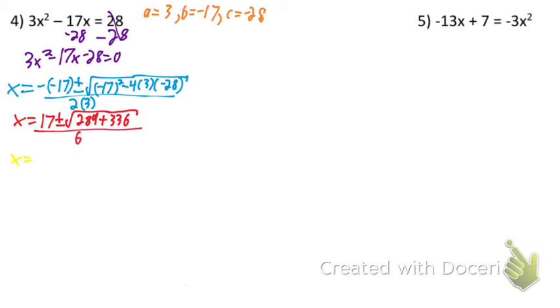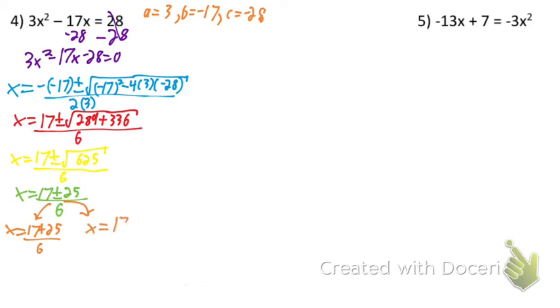From there, inside the radical, we say, okay, well, 289 plus 336 gives us 625, which actually is a perfect square. What is the square root of 625? 25, the funniest number. All over 6. So we can actually split this up here, and so we do. X is 17 plus 25, over 6. And X is 17 minus 25, over 6.